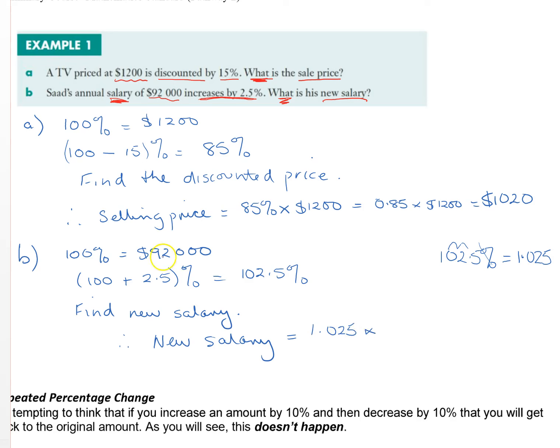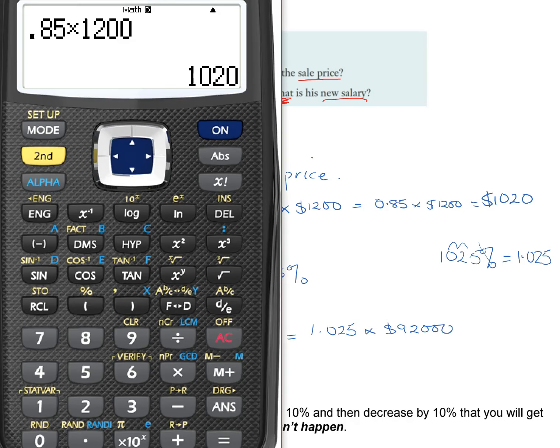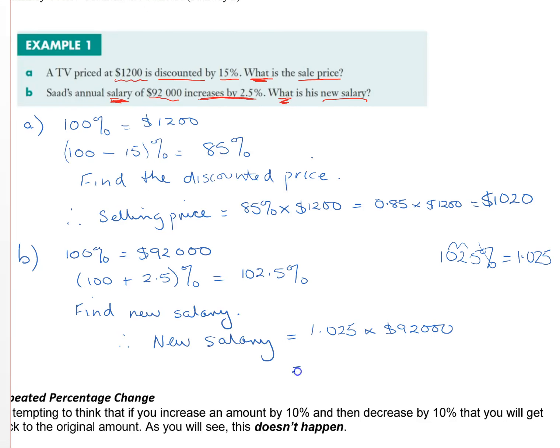And so 1.025 times 92,000. Now we're expecting an answer bigger than 92,000 because it was an increase in salary. Let's see how we go. 1.025 times 92,000. And yes, we've got 94,300. And so that seems like a reasonable answer. I'm going to stop the video there and talk about the next percentage concept in the next video.